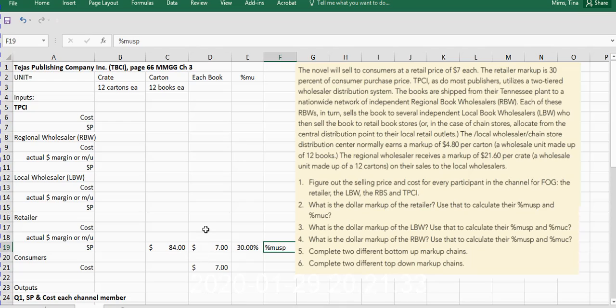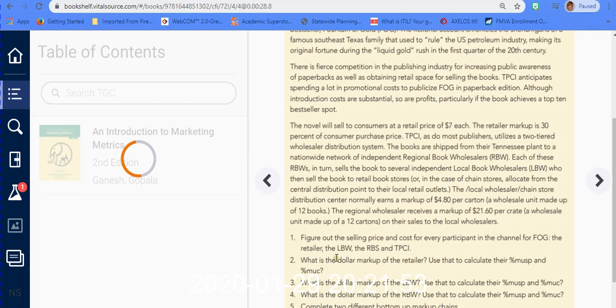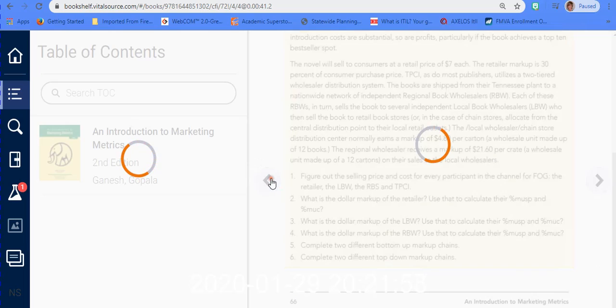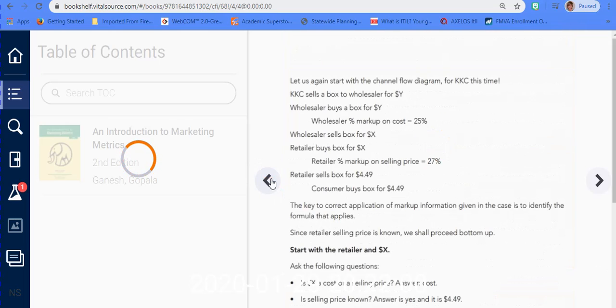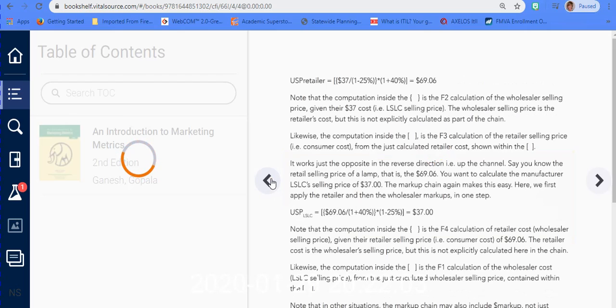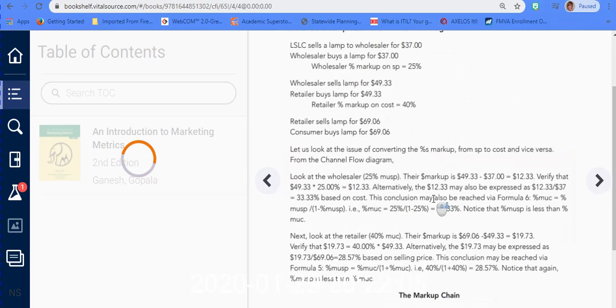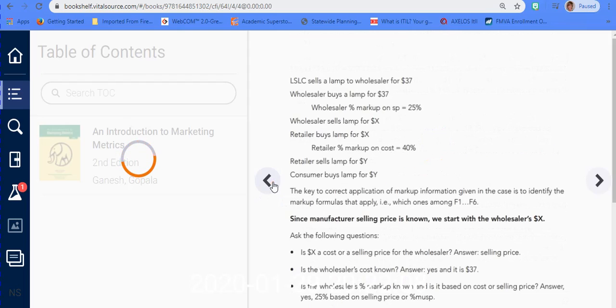We need to calculate the cost, correct? We need to calculate the cost, and we're going to want to do this for each book and each carton. Okay, so let's look up which formula we need to do. We have percent markup on sales price. We have to calculate cost. I'm going to take a quick look at my textbook on page 56 and remind myself of the markup formulas.